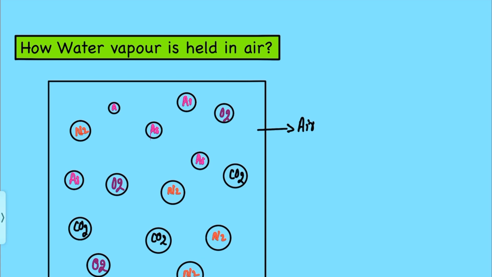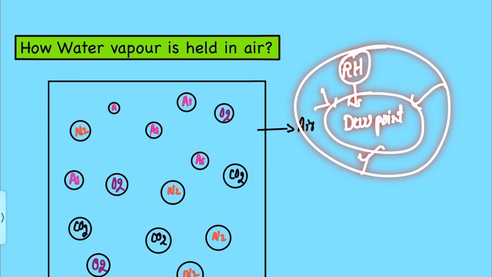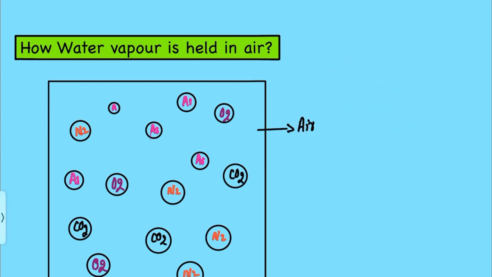Today's class is important because I'm going to teach you what is relative humidity and how this is related to dew point, and what is dew point and how dew point is reached and what happens when dew point is reached. Okay, so both are interrelated. So let us understand that.